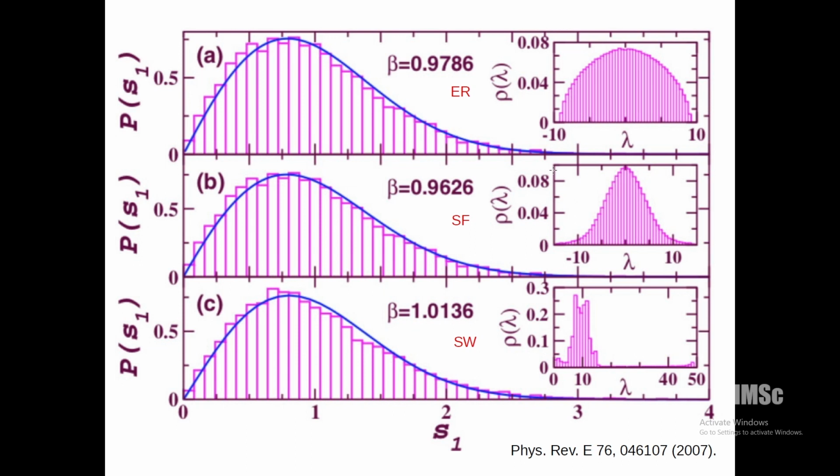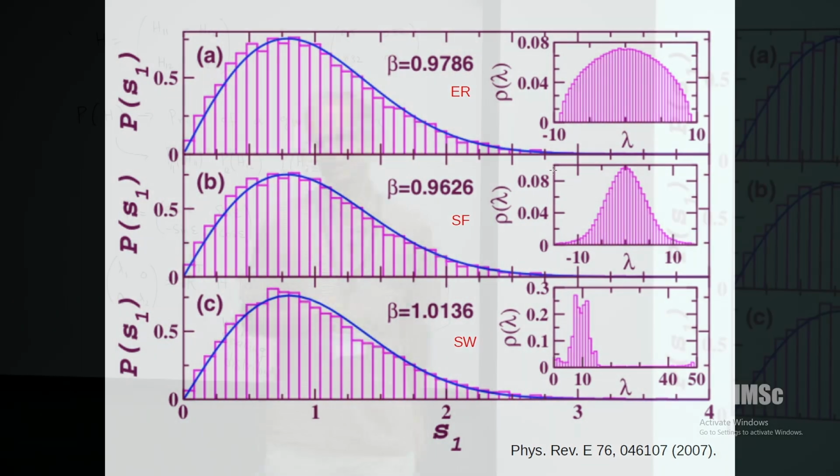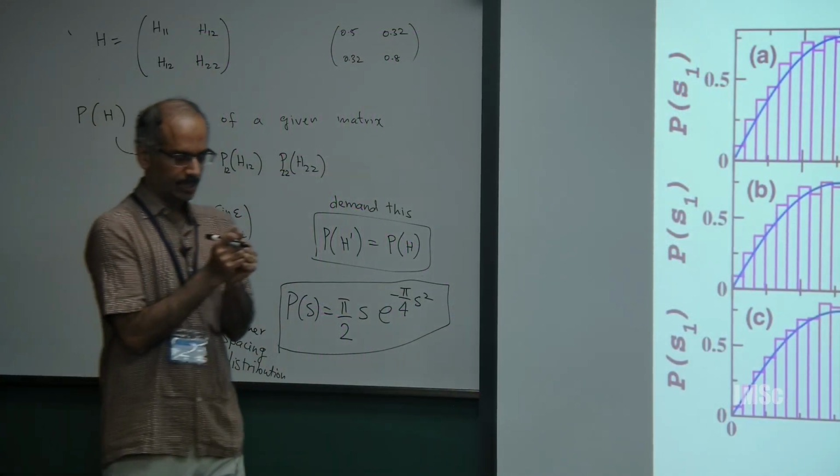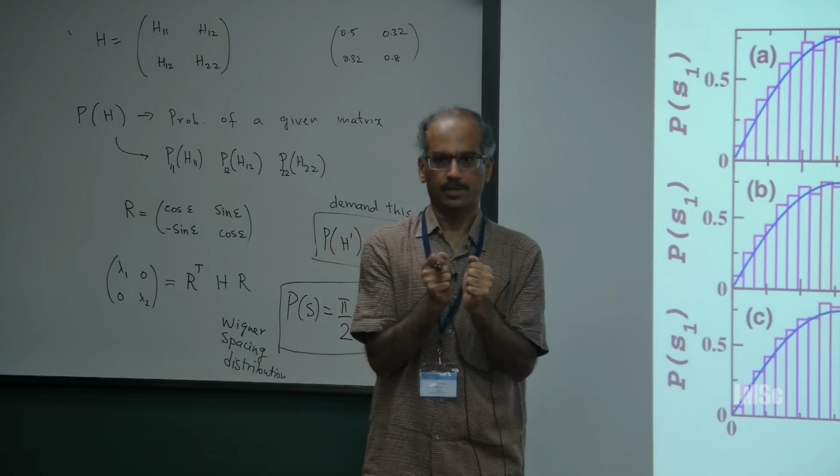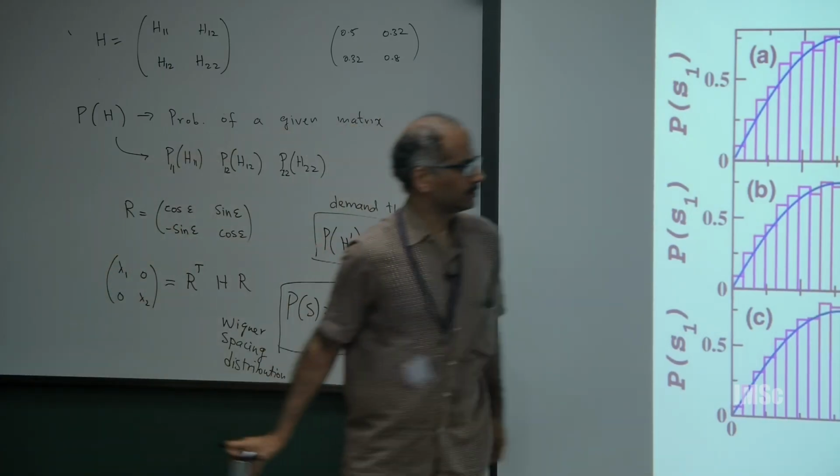And what is plotted here is the corresponding spectral density. You notice that only for the case of Erdos-Renyi is the spectral density actually a semicircle. Here it deviates from the semicircle, but yet the spacing distribution works quite well. So in some sense the spacing distribution is universal. What it tells you is that it's not easy to get degeneracy. In other words, you can't get two eigenvalues to come close together on the real axis.